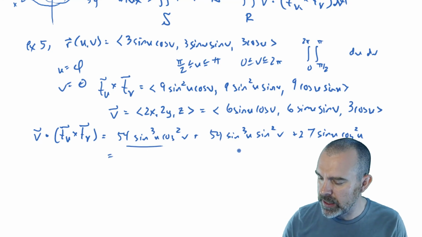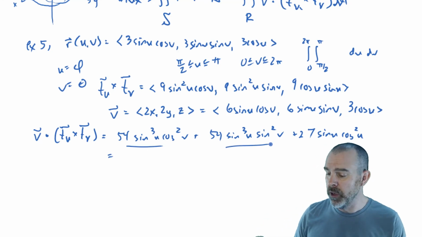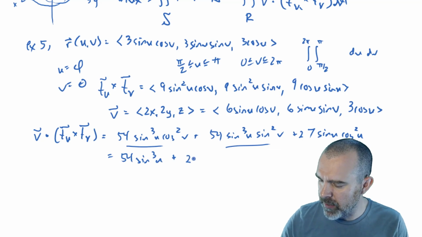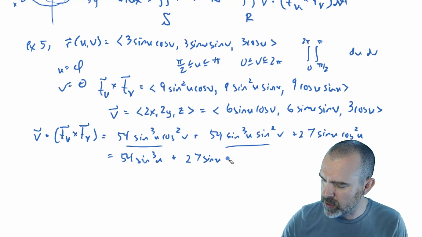So the first two you can see we can factor out 54 sine cubed u. We get cosine squared v plus sine squared v. That's 1. So we get 54 sine cubed u, and then we have 27 sine u cosine squared u.